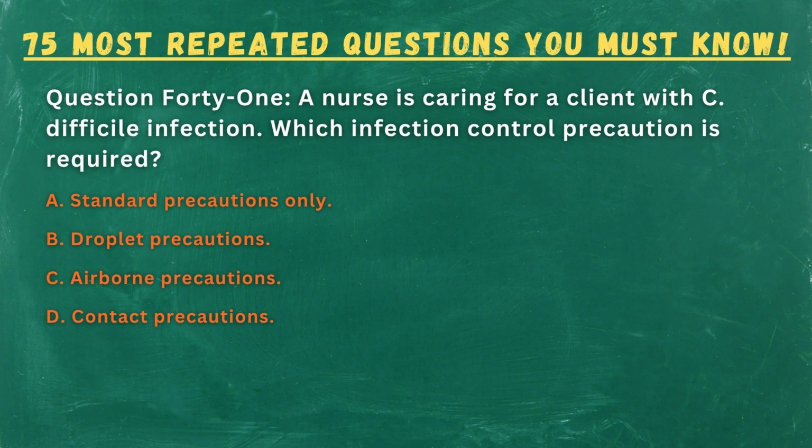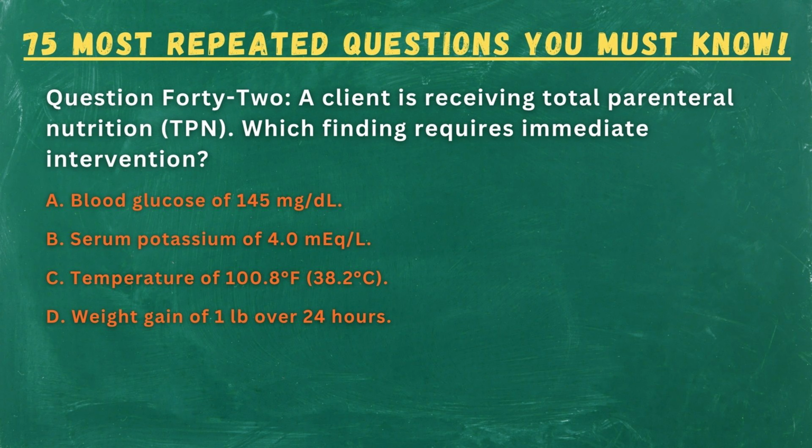Question 41. A nurse is caring for a client with C. difficile infection. Which infection control precaution is required? A. Standard precautions only. B. Droplet precautions. C. Airborne precautions. D. Contact precautions. Answer: D. Contact precautions.